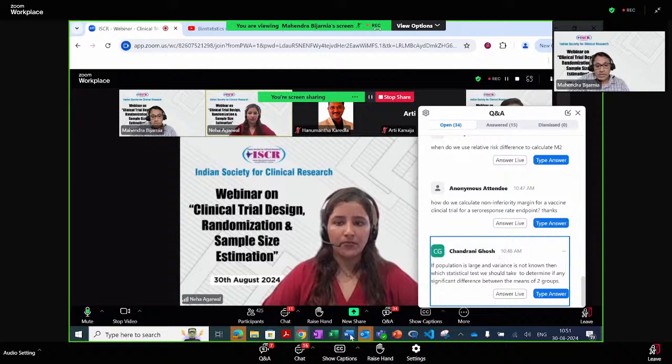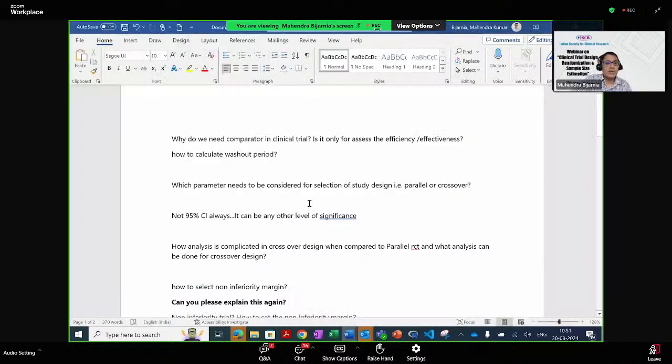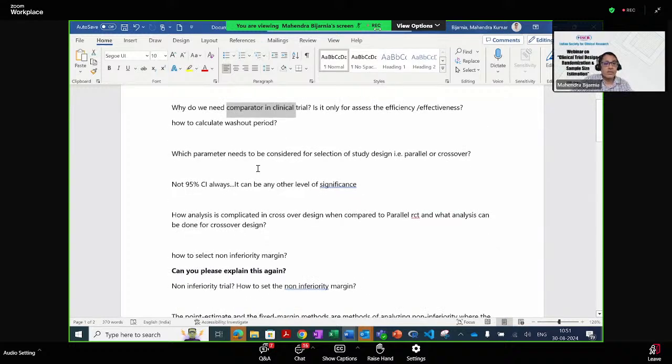Okay. Now some questions I took from the chat. If you can see my screen, why do we need a comparator? I think we answered. Not 95% always. It can be any other level of significance. Yeah, you can use 50%. Then you don't need to run a trial. You just toss a coin and take a decision. But the 95% CI is something the regulatory agency is looking for. Now, if you ask, okay, in a bioequivalence study we use 90%. But the 90% is from two one-sided tests that we use. So one side is 5%, the other side is 5%. So 95% is something coming from the agency. And if you are looking at non-inferiority or superiority, still you can change it. Maybe you can have 2.5% one-sided or so.